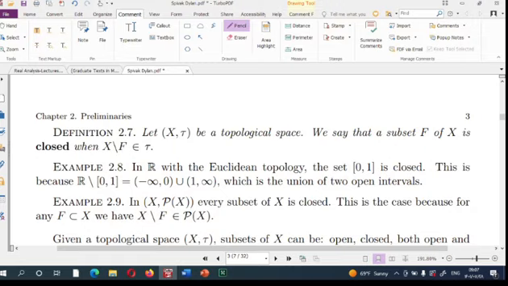We see another example in R with the Euclidean topology. The set [0, 1] is closed because its complement equals this, and all of this is open. Okay, which is the union of two open intervals, so this is open and so its complement, [0, 1], is closed.